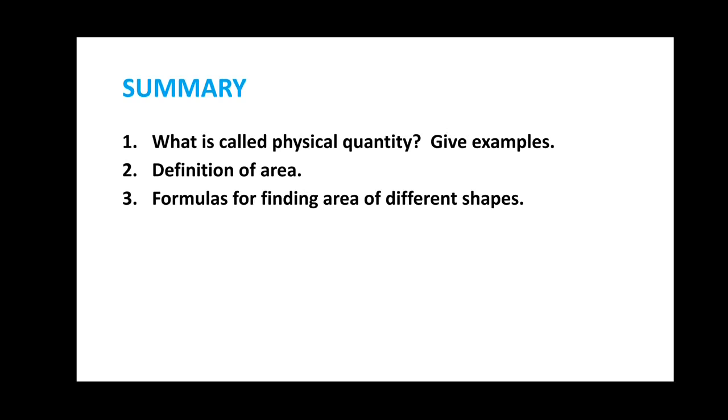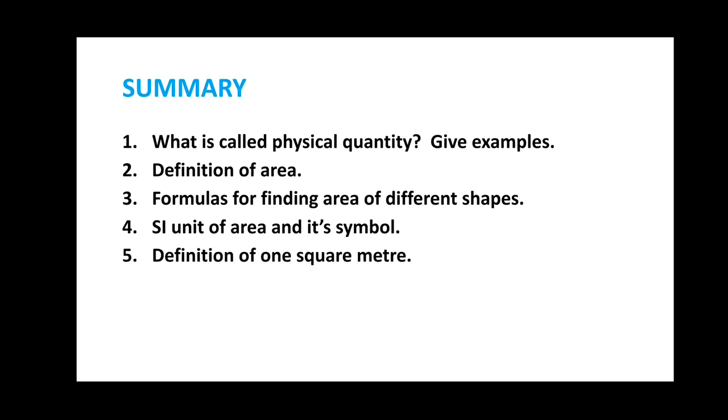Then we have learned the SI unit of area and its symbol. The answer is the SI unit of area is square meter and its symbol is m square, that is meter square. The fifth point that we have learned is the definition of 1 square meter. 1 square meter is the area of a square whose each side is 1 meter in length.